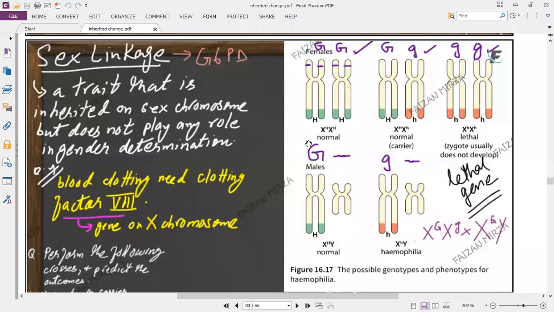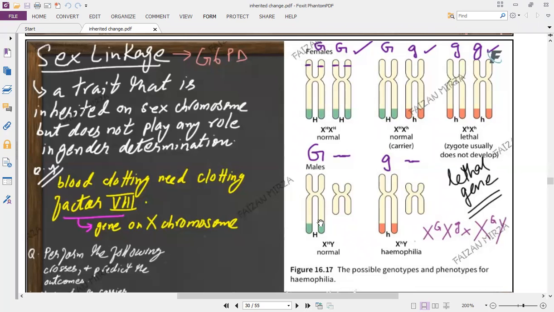Another example of sex linkage is G6PD. This is not entirely in your course, but it's better to discuss it. G6PD is basically a gene which is present on the X chromosome, and this basically codes for a glucose transporter protein. People who are suffering from the disease of G6PD, their red blood cells burst and they are suffering from anemia. So females could be X capital G X capital G, which means a normal female, X capital G X small g, a carrier female, and X small g X small g, a female suffering from the disease of G6PD. Small g is not a lethal combination. She will be very well surviving, but she will be suffering from severe anemia because RBCs will be bursting.